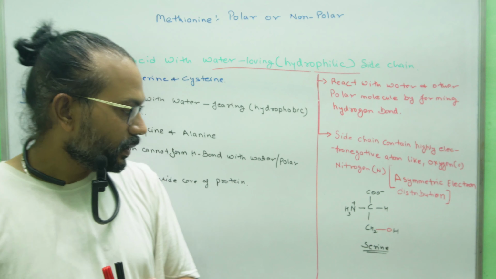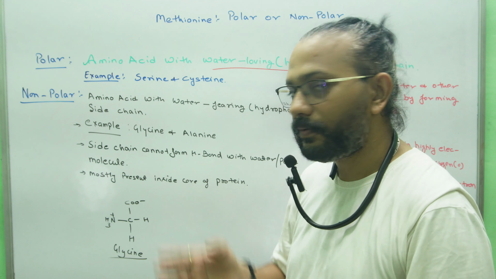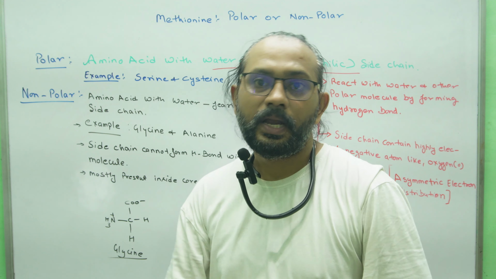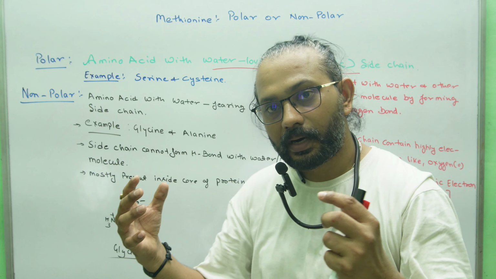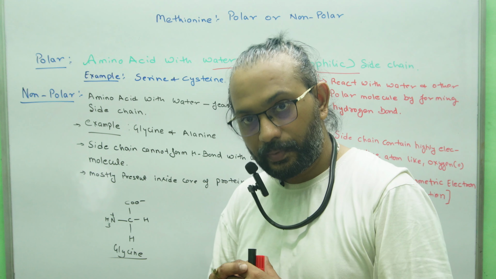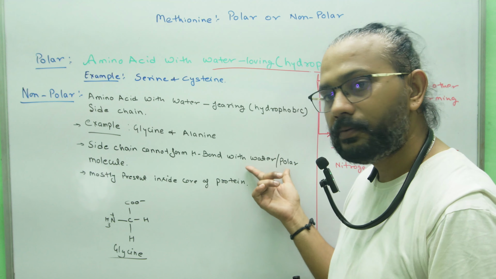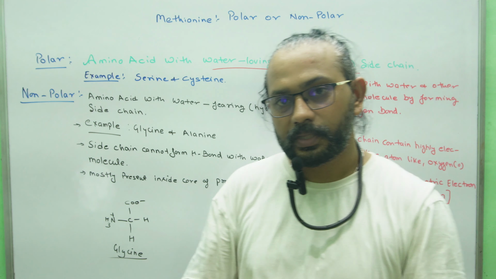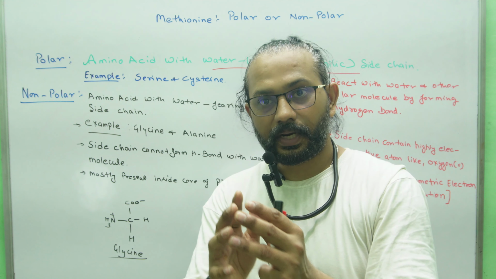Now let us see the case of non-polar molecules. They are water-fearing, meaning they are not capable of forming enough hydrogen bonds with water and other polar molecules, and they precisely form the core of a protein. Here are examples, glycine and alanine. The side chains of these cannot form hydrogen bonds with water and polar molecules, are mostly present inside, and they don't have electronegative atoms like oxygen and nitrogen at the side chain.